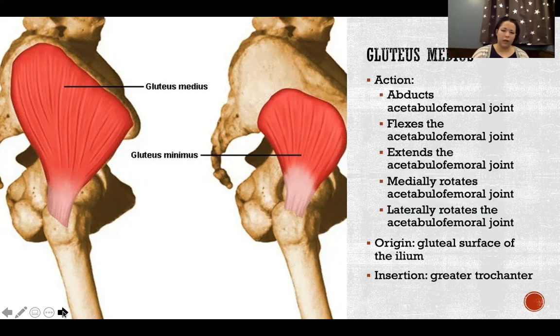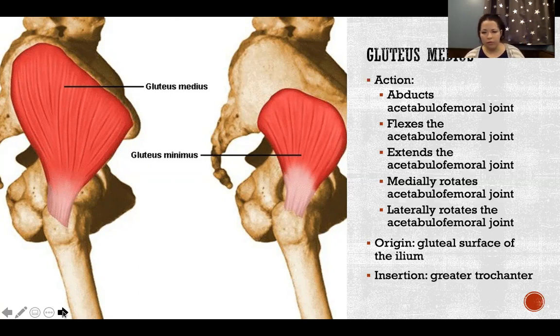Gluteus medius has the exact same list of actions that deltoid has. It does the exact same things, but of this ball and socket joint compared to deltoid in the upper extremity. That's because it has, just like deltoid, a broad origin with lots of fibers coming off at different angles, all converging into one point that is its insertion at the greater trochanter. So all three parts of the muscle are going to abduct.